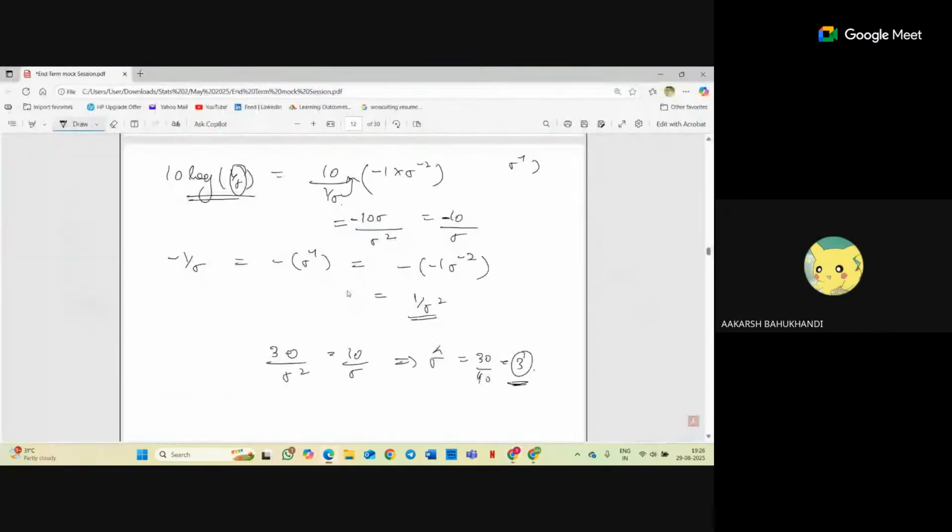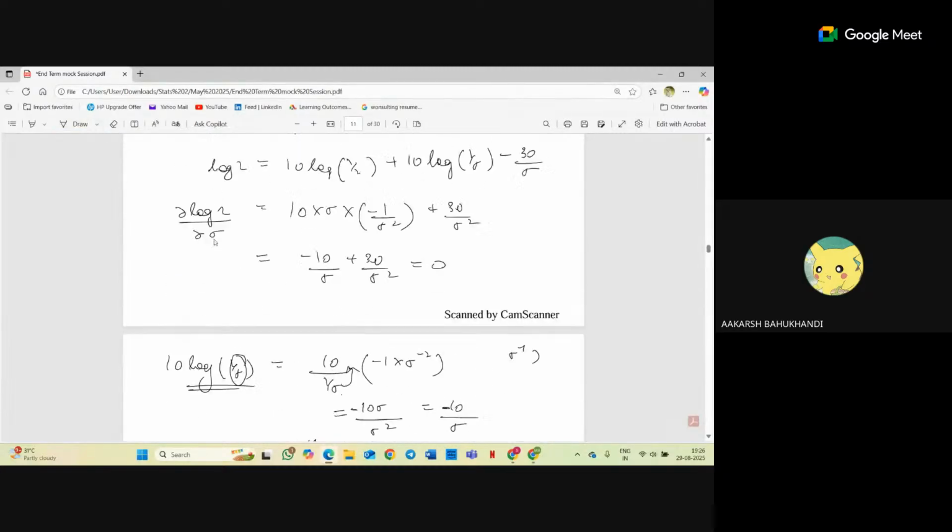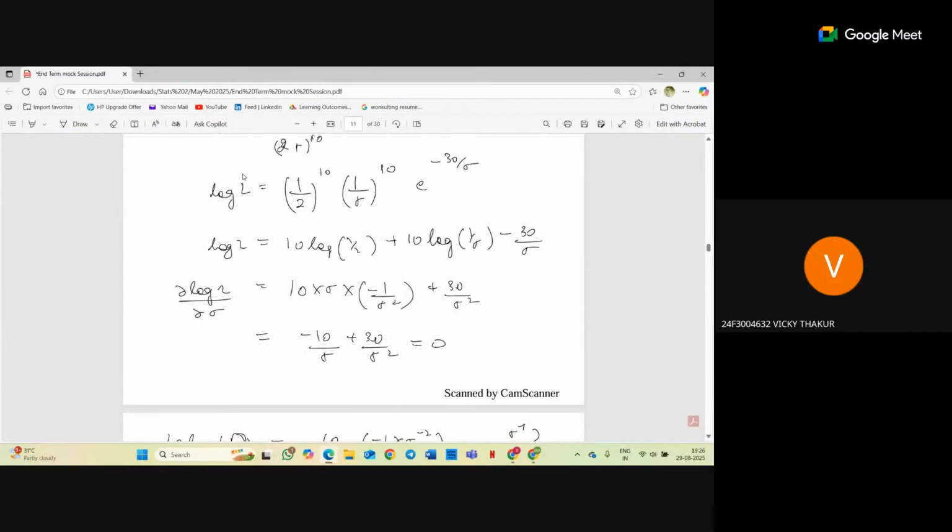Can you scroll up a bit? How did we get plus 30 by sigma square? I'm getting minus 30 by sigma square. We have a minus sign here as well. Okay, chain rule. Okay, sorry, it's a mistake.